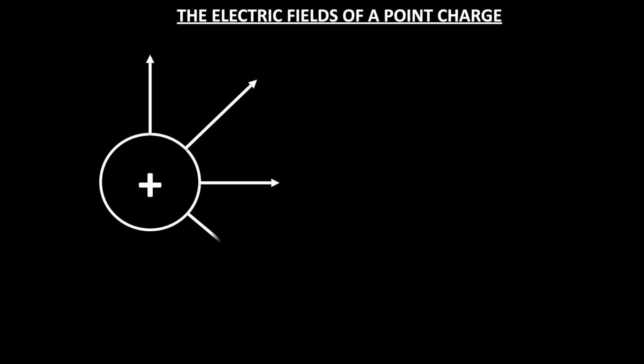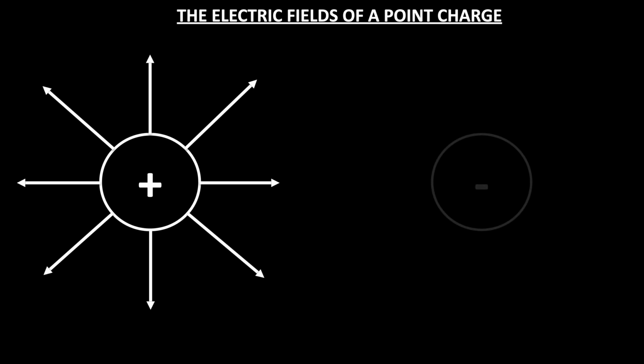When considering electric fields, we'll consider point charges. That's the electric field around a single point, just like this, as well as the field around a plate. Now, a positively charged particle will have an electric field like this, and a negatively charged particle will have an electric field that looks like this.